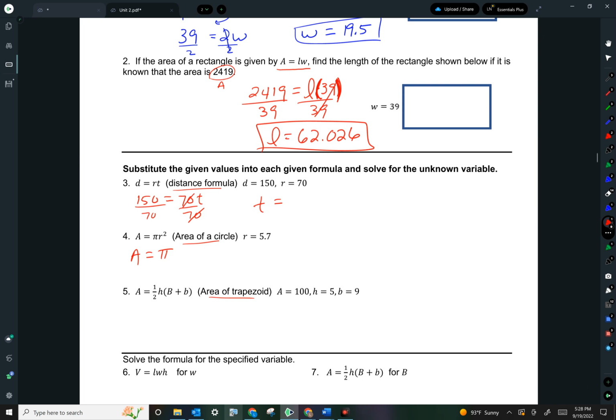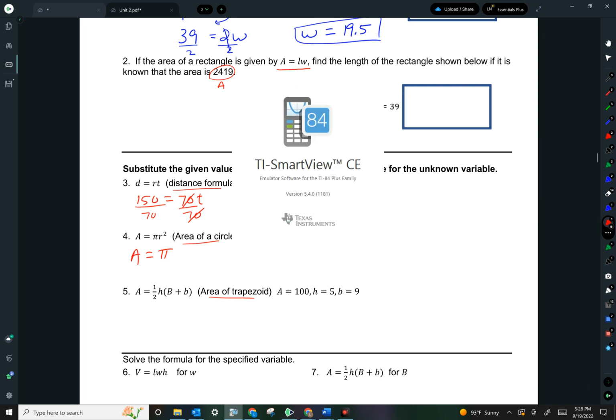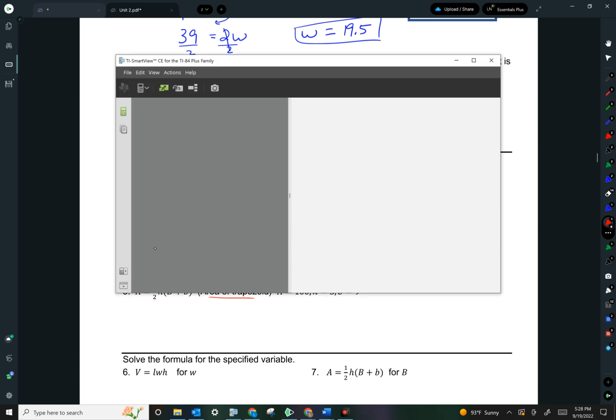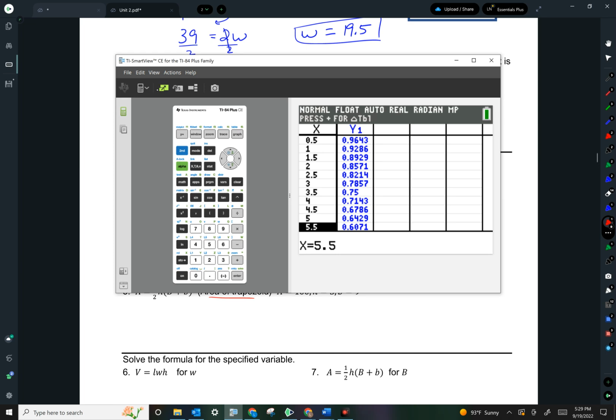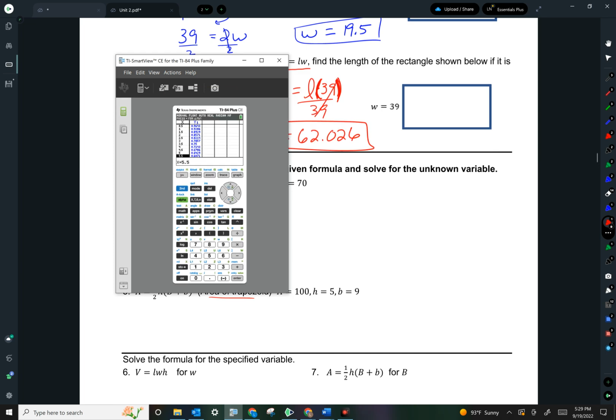We're going to actually use the pi feature on the calculator, and I'll show you where that is in just a minute. Okay, so in place of r, we're going to put 5.7, but notice that r is being squared, right? So that means when I put in my 5.7 for r, I need to square my 5.7. Let me show you how to put this into your calculator.